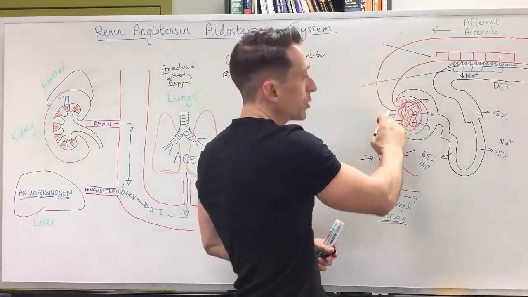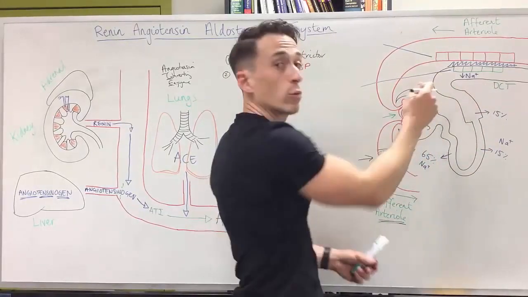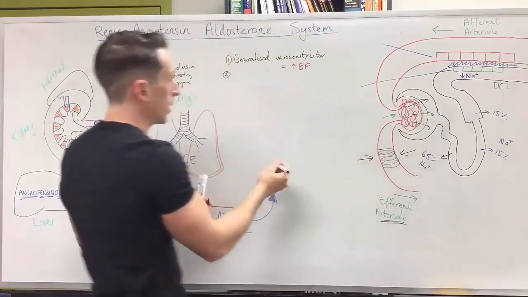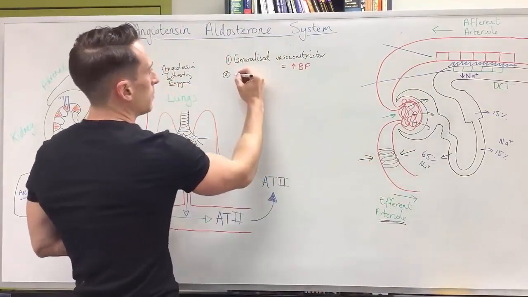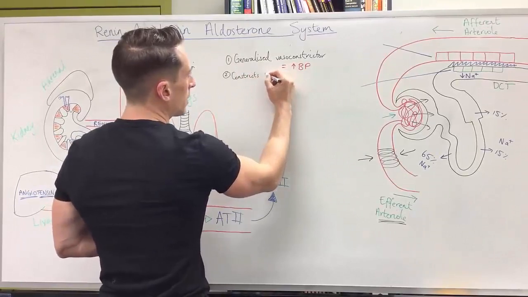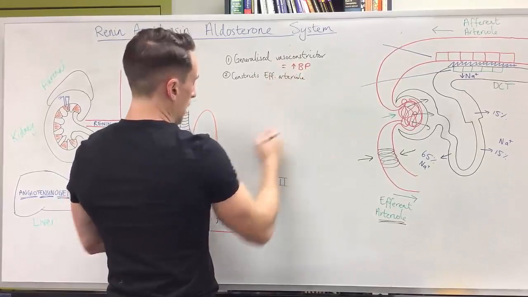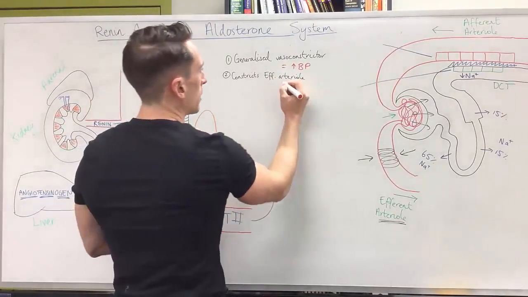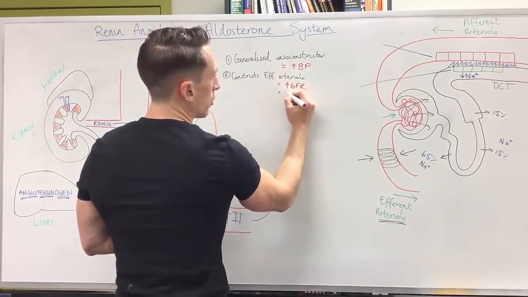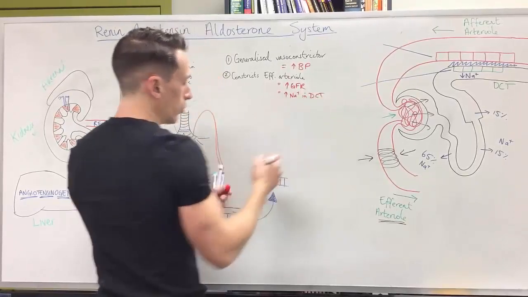When that decreased filtration rate happened, we had all the sodium get thrown back into the body and the sodium levels were low. That was the trigger. Now we've got negative feedback. We've fixed it up. There's going to be no more trigger there. So the second thing that angiotensin 2 does is it constricts the efferent arteriole. And what's the outcome for constricting the efferent arteriole? Increasing glomerular filtration rate, which also increases the sodium in the distal convoluted tubule.